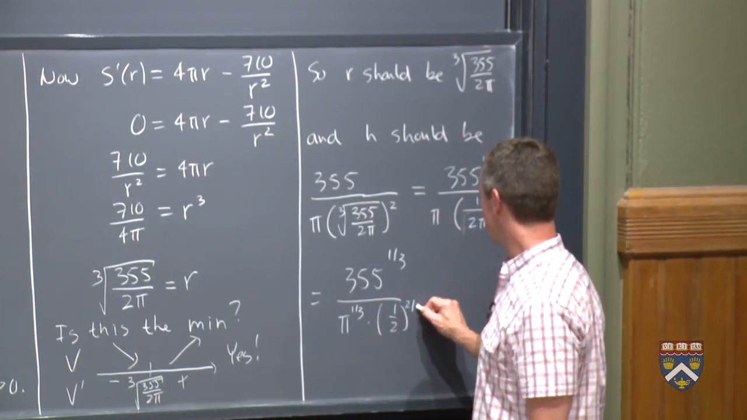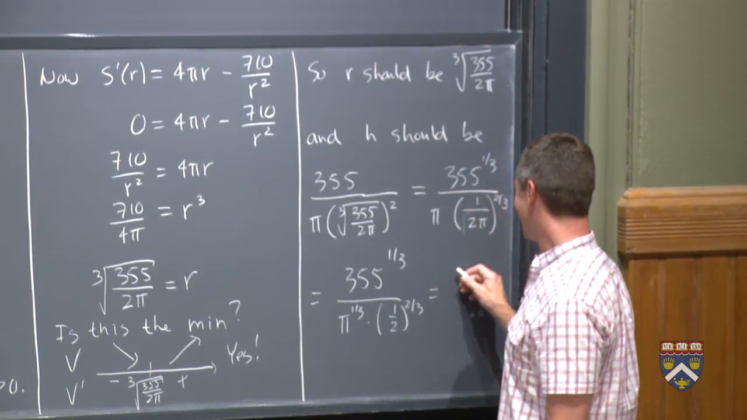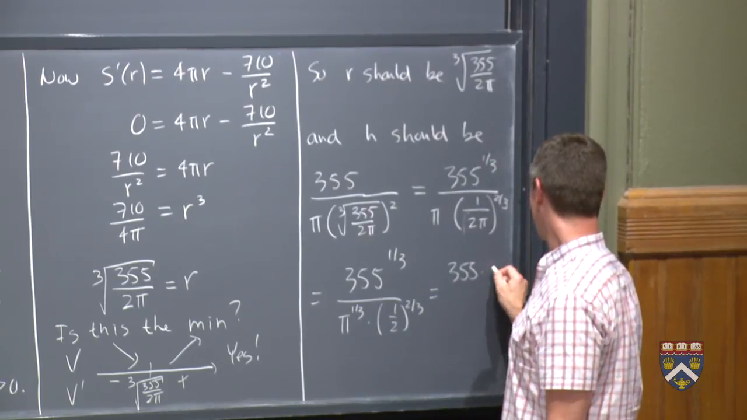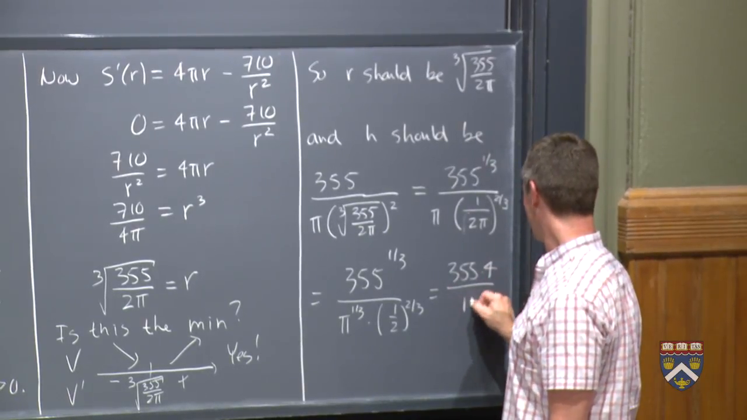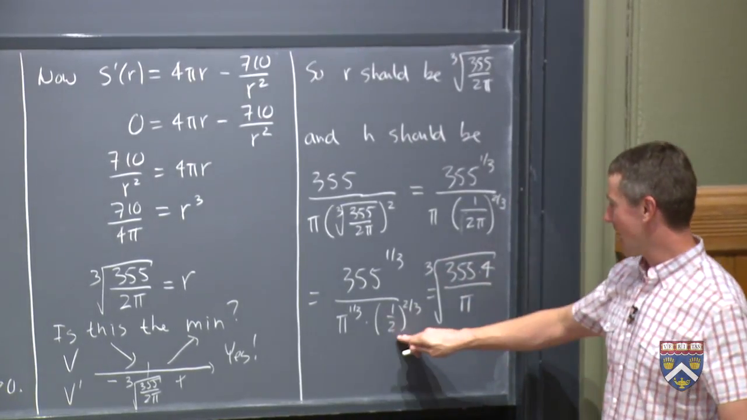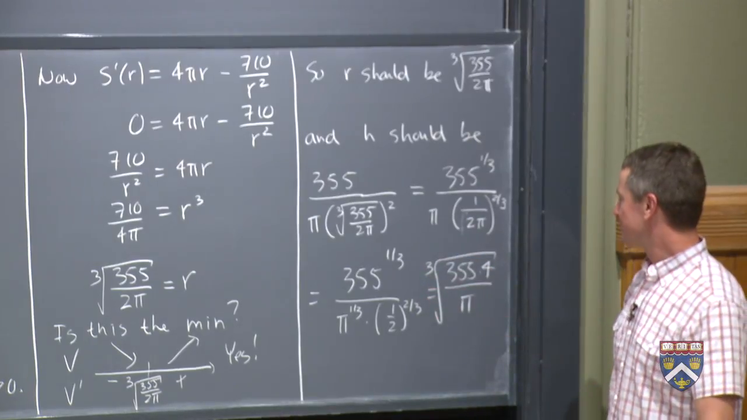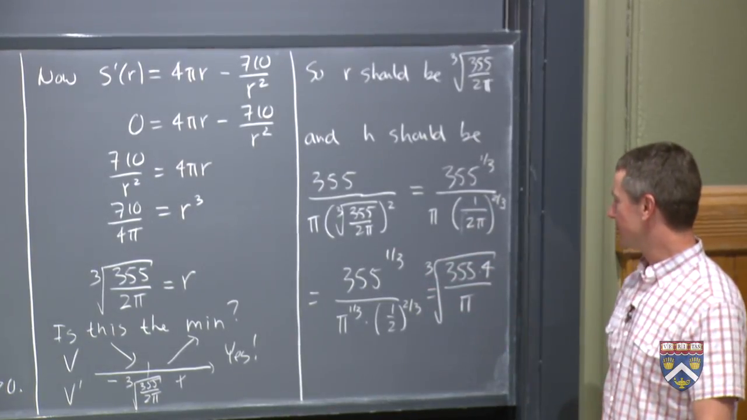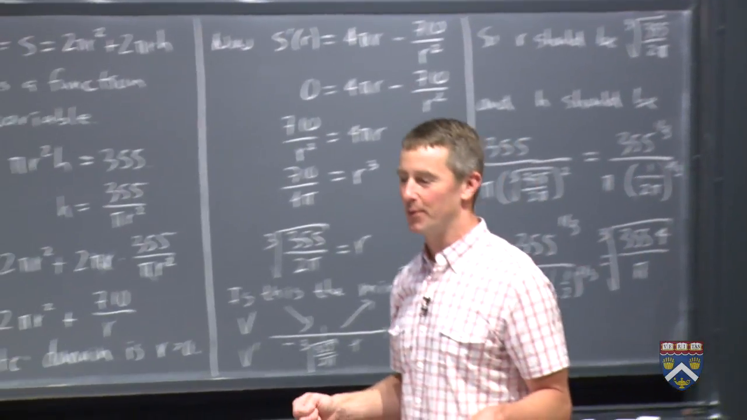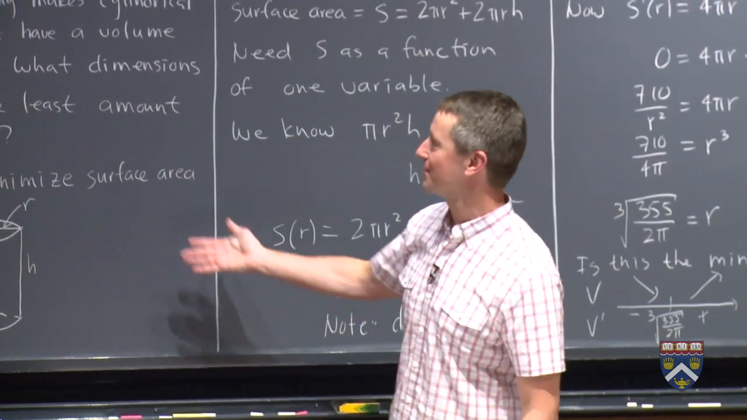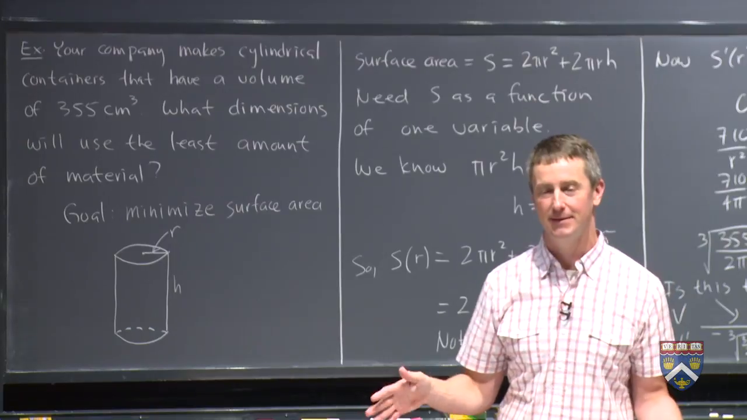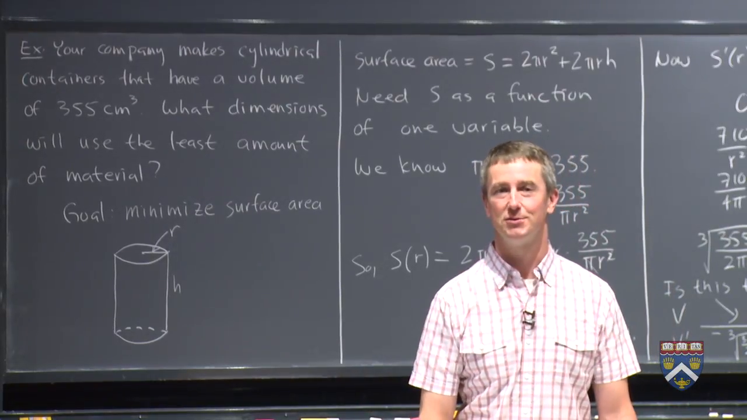All right, maybe you won't want to simplify so much as I'm doing here. But I think that this is going to come out to be 355 times 4 all over pi, the cube root of that. Because this 1/2 comes to the top, it's being squared. And the 1/3 means that we're taking the cube root of that, and then we've got a pi to the 1/3 on the bottom. In any case, the point of this is that by using calculus, we can really find the dimensions that do minimize this, and that will allow your company to save some money, maybe save a lot of money, and also do some good for the environment.